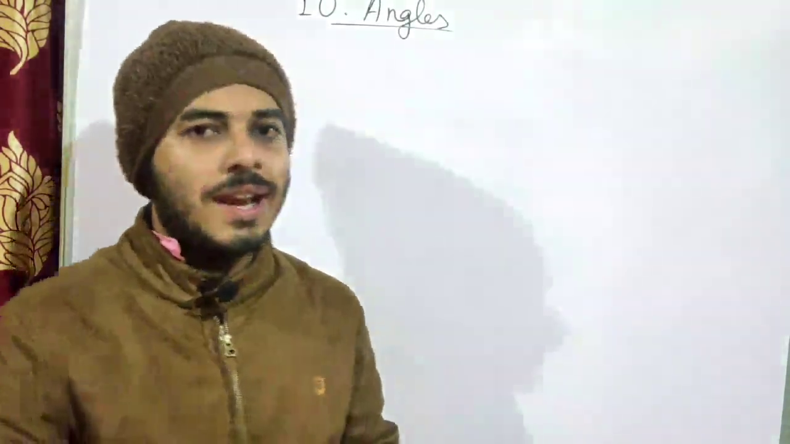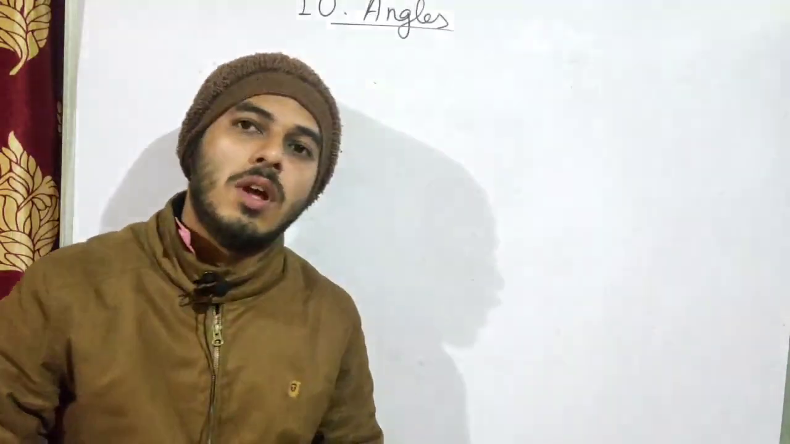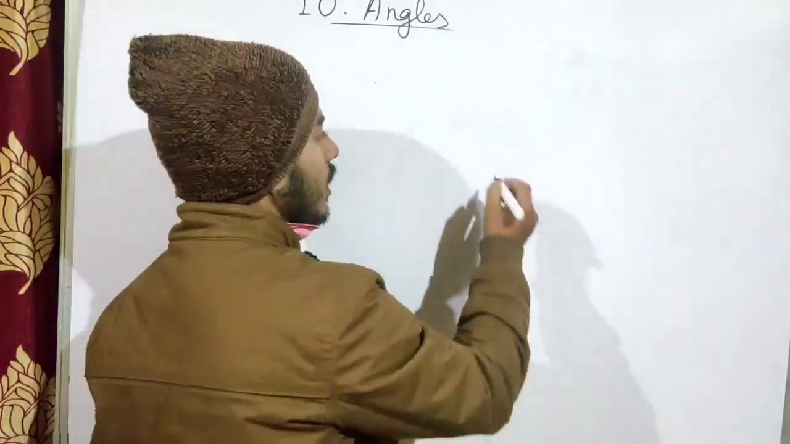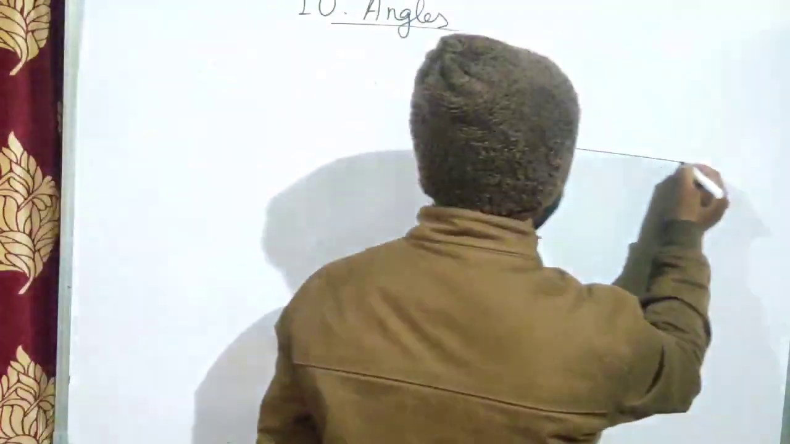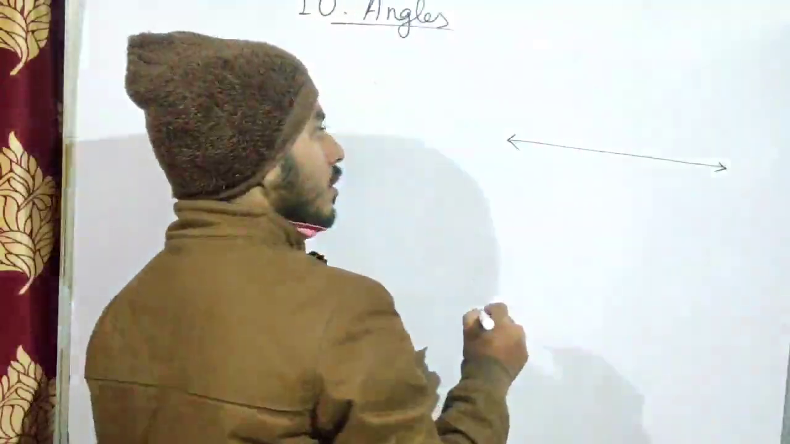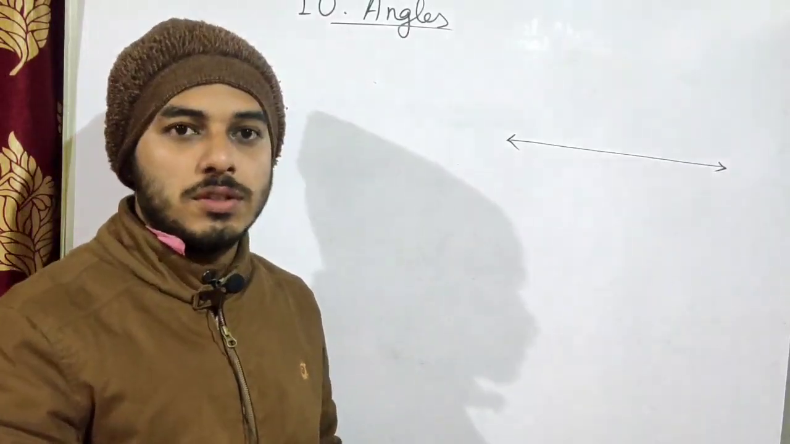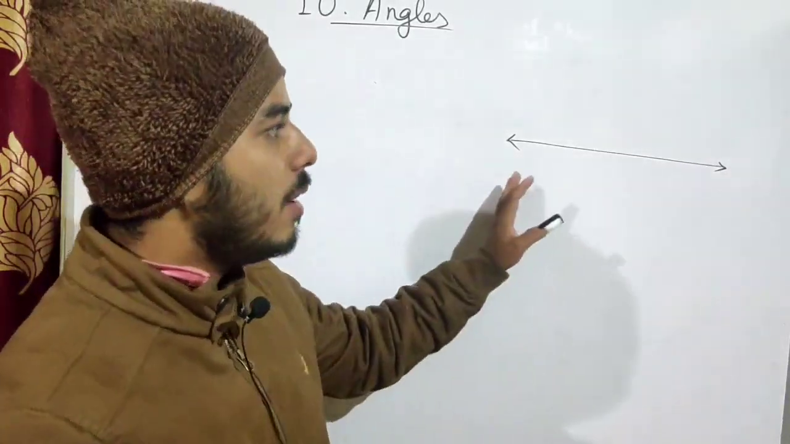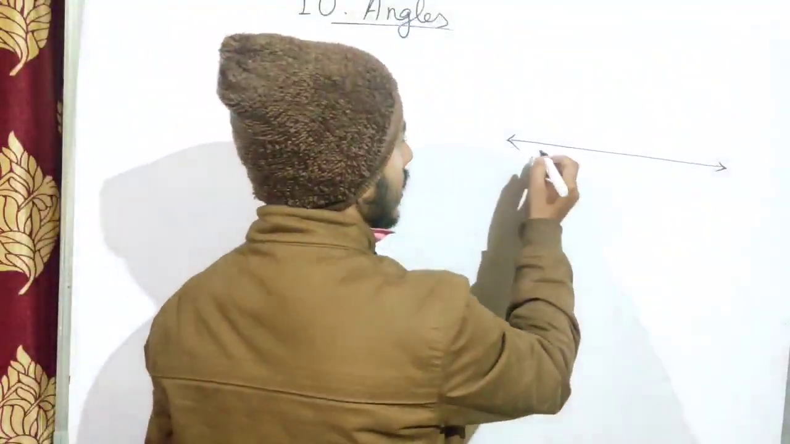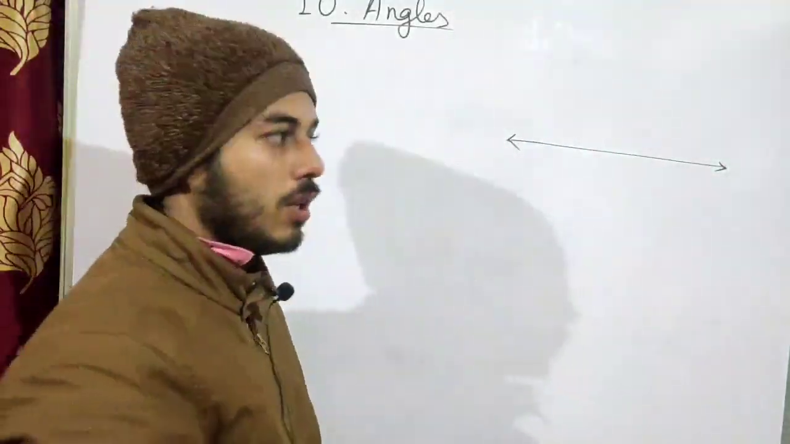Now what is a line? Can anyone write the answers in the comment section? What is a line? Line is a collection of points which moves through both sides endlessly. The line never stops. These arrows represent that the line keeps moving on.